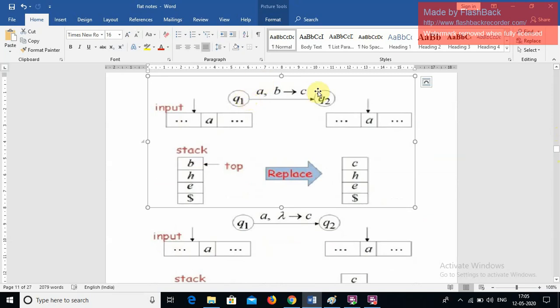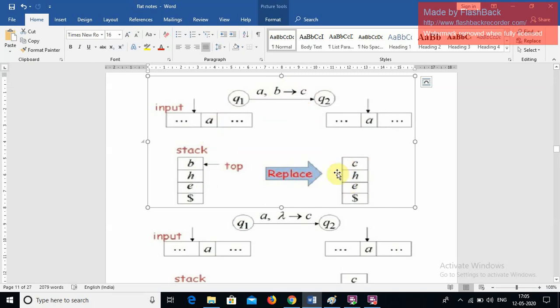So if you define it like this, what does it mean? We have an input, we have a stack. On the top we have a B here. So A is from the input. If A is from the input and B is on the top of that stack, then replace B with C here. Okay, the transition means replace B with C. So if A is input and B is the top of our stack, then replace B by C.